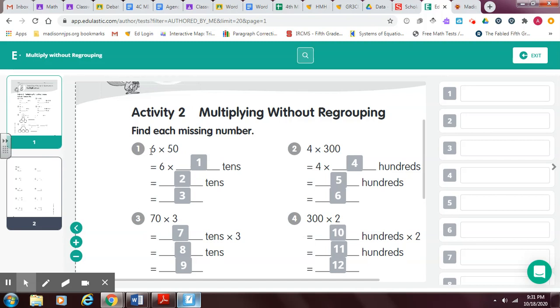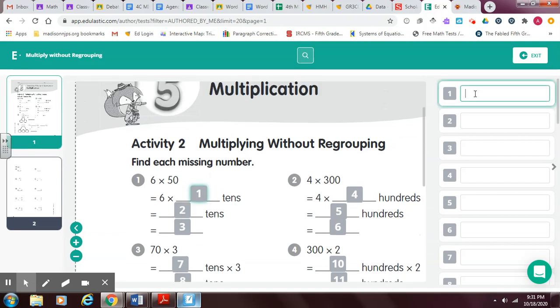So in this problem, I have 6 times 50. Well, 6 times 50 is a tough problem, so I'm going to break this down to think about my place value. So 6 times some number of tens. How many tens is 50? Well, that's 5. So I'm going to type in that number 1 box, a 5.